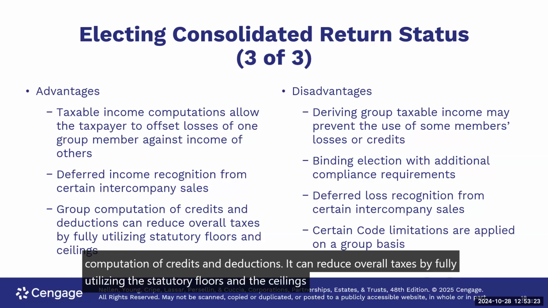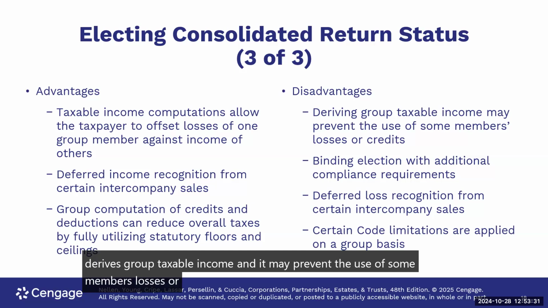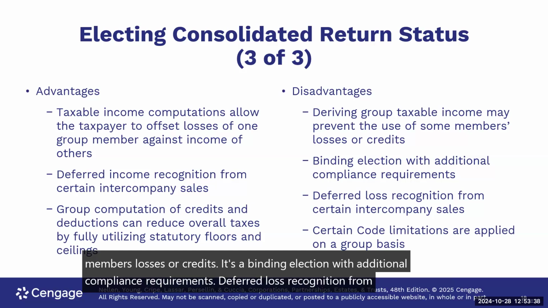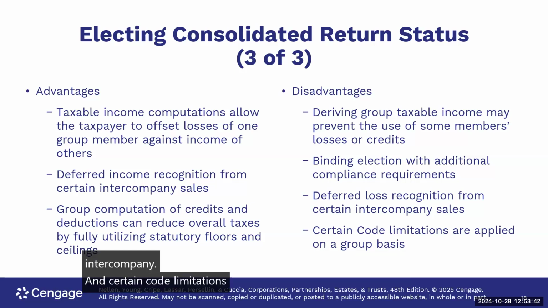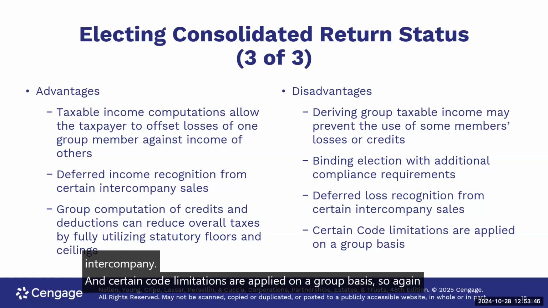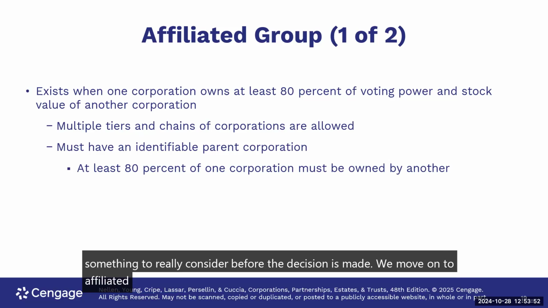But some disadvantages: it derives group taxable income, and it may prevent the use of some members' losses or credits. It's a binding election with additional compliance requirements. Deferred loss recognition from certain intercompany sales, and certain code limitations are applied on a group basis. So again, something to really consider before the decision is made. We move on to affiliated group, which is the first requirement.